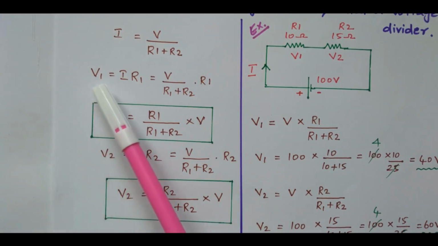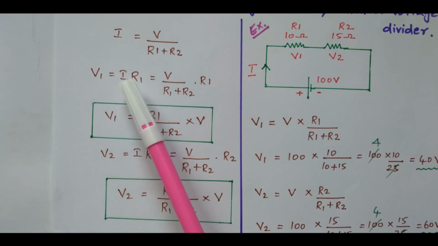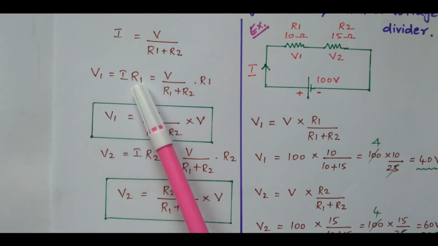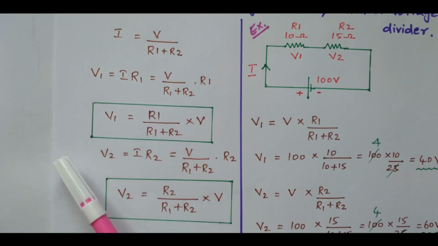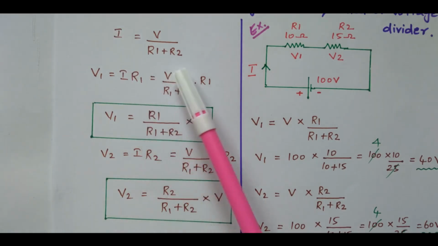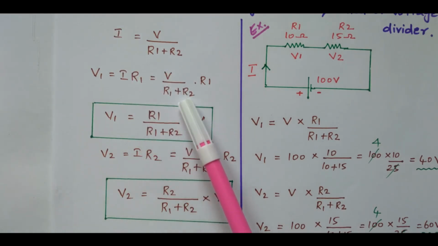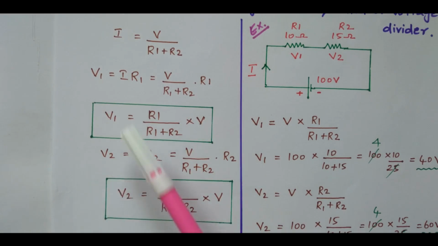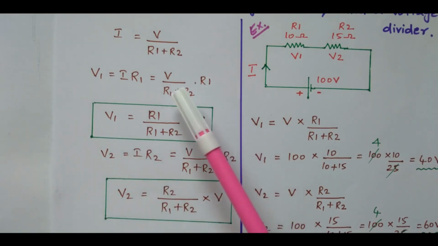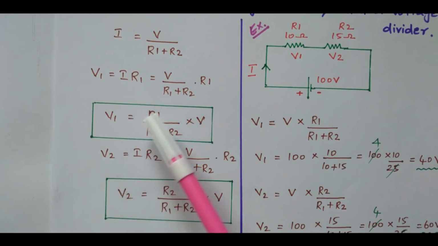Then what about V1? V equals IR, so I into R1. V1 means the voltage across the resistor R1. So in this, what is I? You can substitute the I value here. I is V divided by R1 plus R2, into R1. So this I value is substituted here, and it can be rewritten as V1 equals R1 divided by R1 plus R2, into V.